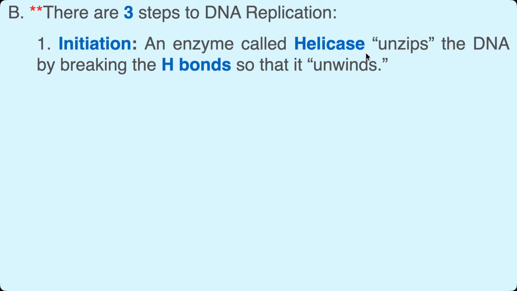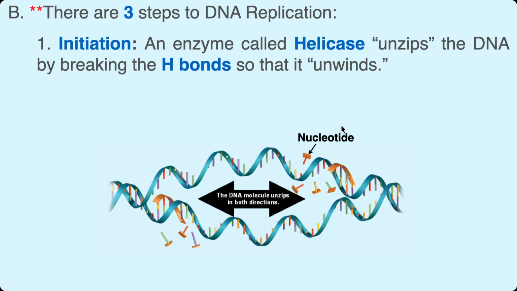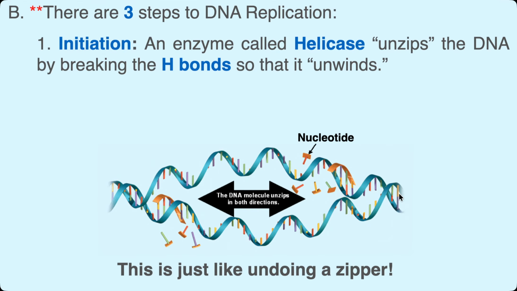Helicase is going to unwind the double helix of your DNA. It does that by breaking the hydrogen bonds. Remember, we said that you have A's and T's and C's and G's that are hooked together with these hydrogen bonds, and helicase's job is just to unzip it. Here you have your DNA strand being separated and unzipped in both directions. It's kind of like unzipping a sweater.